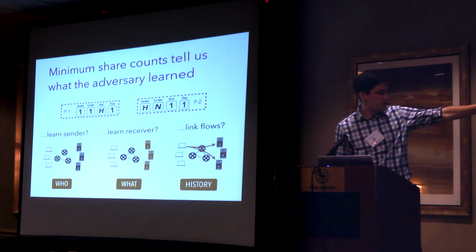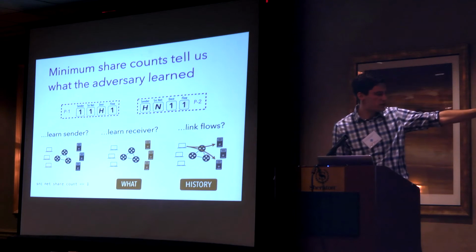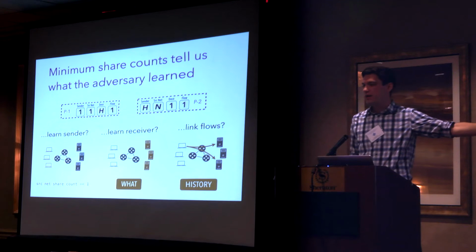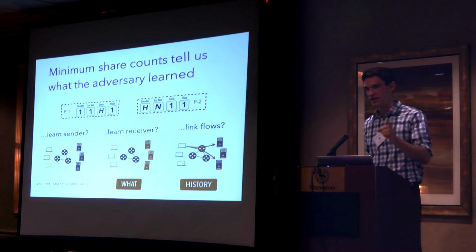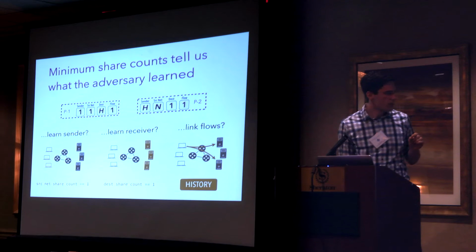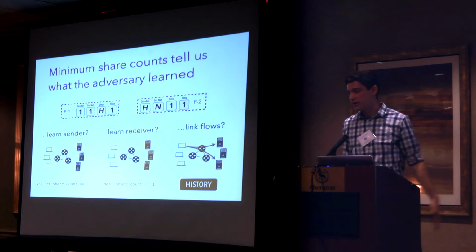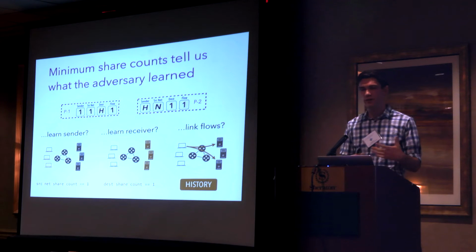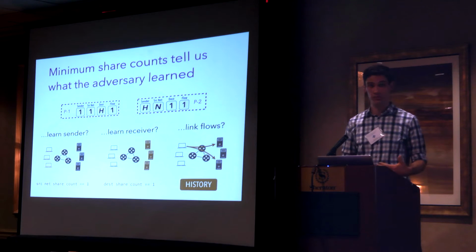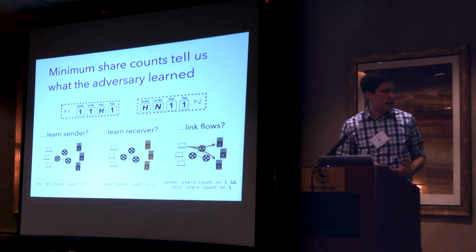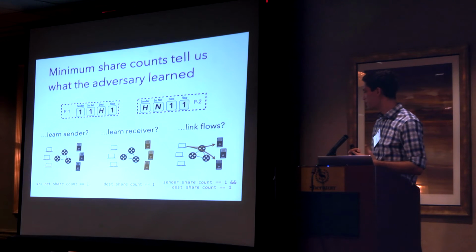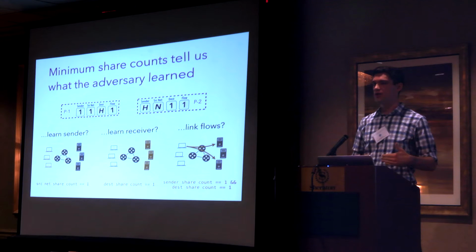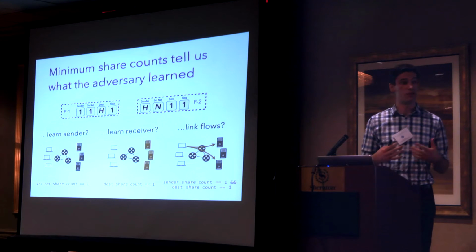So if I go back to the three properties I mentioned at the beginning of the talk, if we want to know if the adversary learned who the sender was, we just check, was the source network share count equal to 1? And if you're wondering why it says source network there and not sender, check the paper or ask me. Same thing with the receiver. If we want to know who's receiving the packet, we just check, was the minimum destination share count equal to 1? And if we want to know if the adversary can link multiple flows from the same sender, we check, was the minimum sender share count and the minimum destination share count equal to 1?